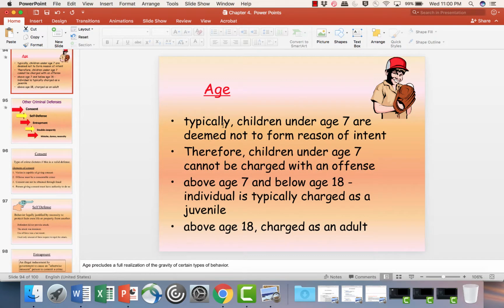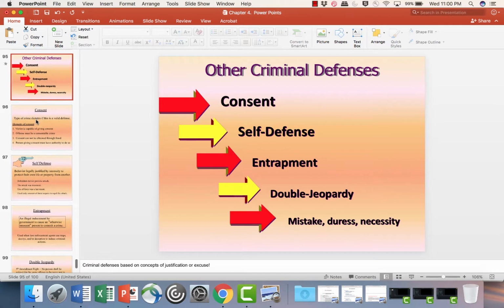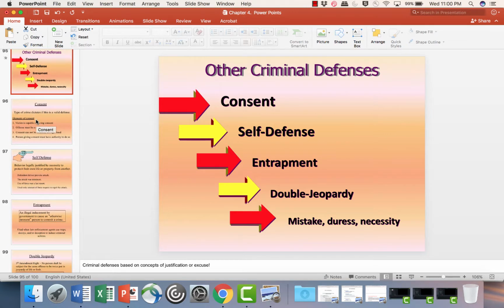Age is another defense: children under 7 are deemed not to form consent of intent, and then below the age of 18, an individual is typically charged as a juvenile. After the age of 18 in most states, I think in North Carolina it's 16, but they're looking to raise it to 17 if they haven't already, is the age of emancipation to be an adult, to be able to not claim age as a defense. Other criminal defenses: consent, self-defense, entrapment, double jeopardy, mistake, or duress.